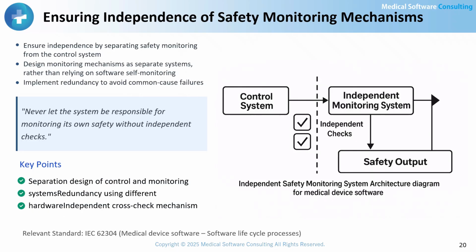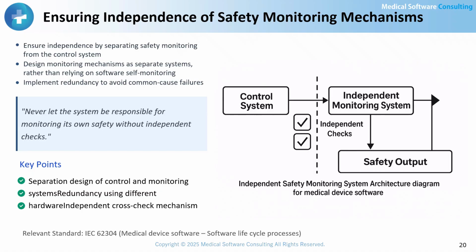Safety monitoring must be physically and logically separated from the control system to ensure independence. Instead of relying on self-checking alone, a separate monitoring mechanism should be implemented to avoid common cause failures. Redundancy and cross-check mechanisms are also effective. Self-monitoring without independent checks is dangerous. In the Therac 25, reliance on software self-monitoring, combined with the removal of independent hardware safety systems, was a major factor in the severity of the accidents.